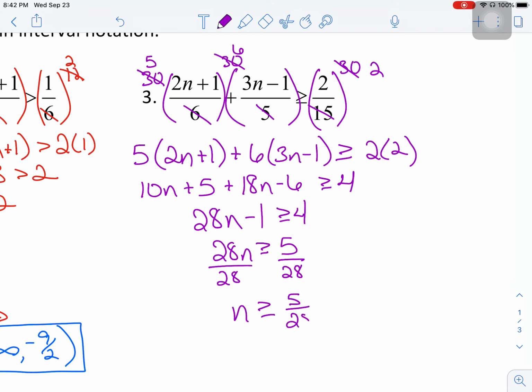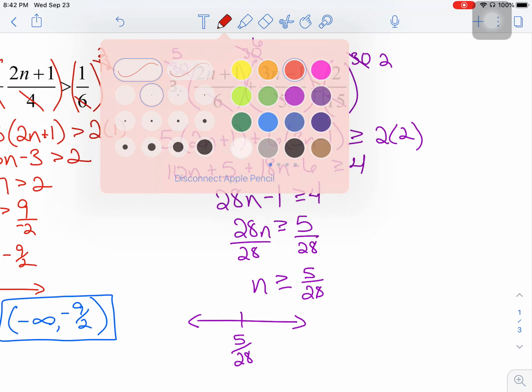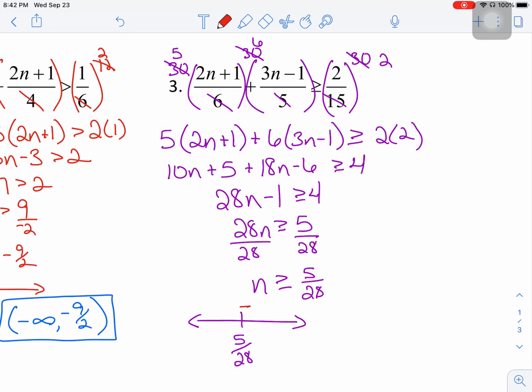And I am perfectly happy with 5 over 28. Don't feel like you need to get a decimal value for that in the slightest. All right, critical value here is 5 over 28. In this case, n is greater than or equal to, so I'm going to use a bracket here. And greater than 5 over 28 is going to shade to the right. So we would be starting our interval at 5 over 28 and going to infinity. Let me actually try and draw that infinity a little bit better there.